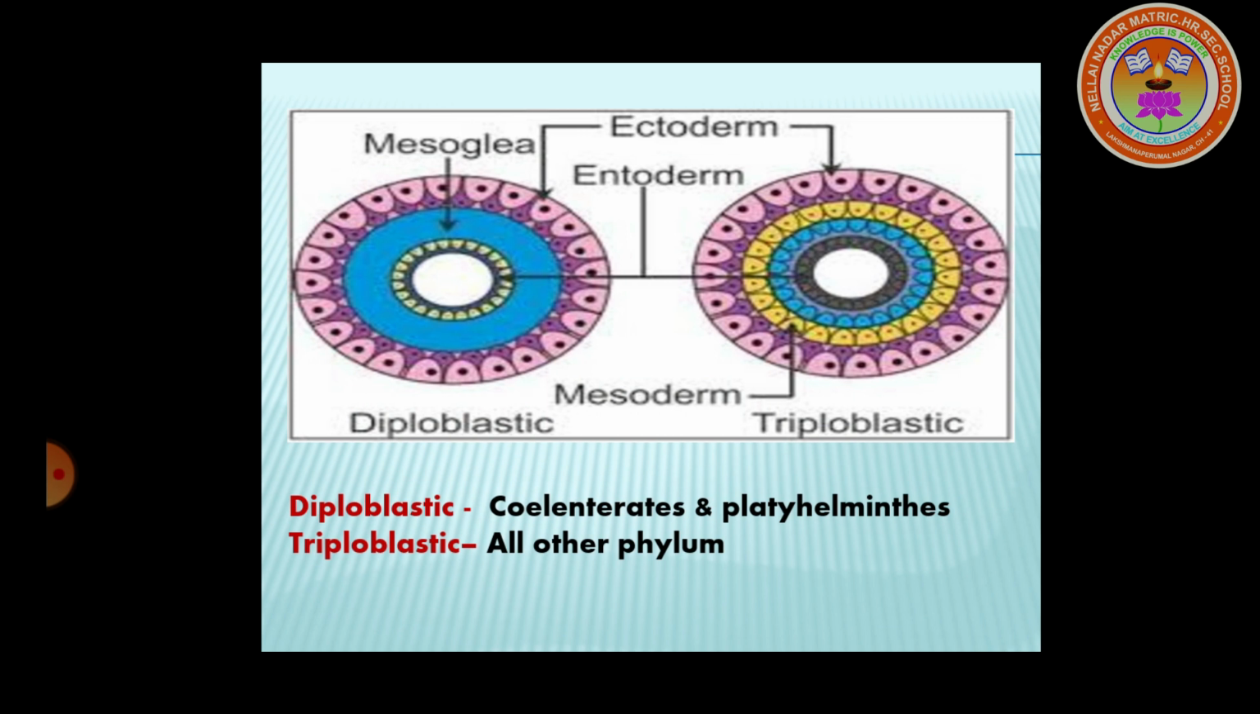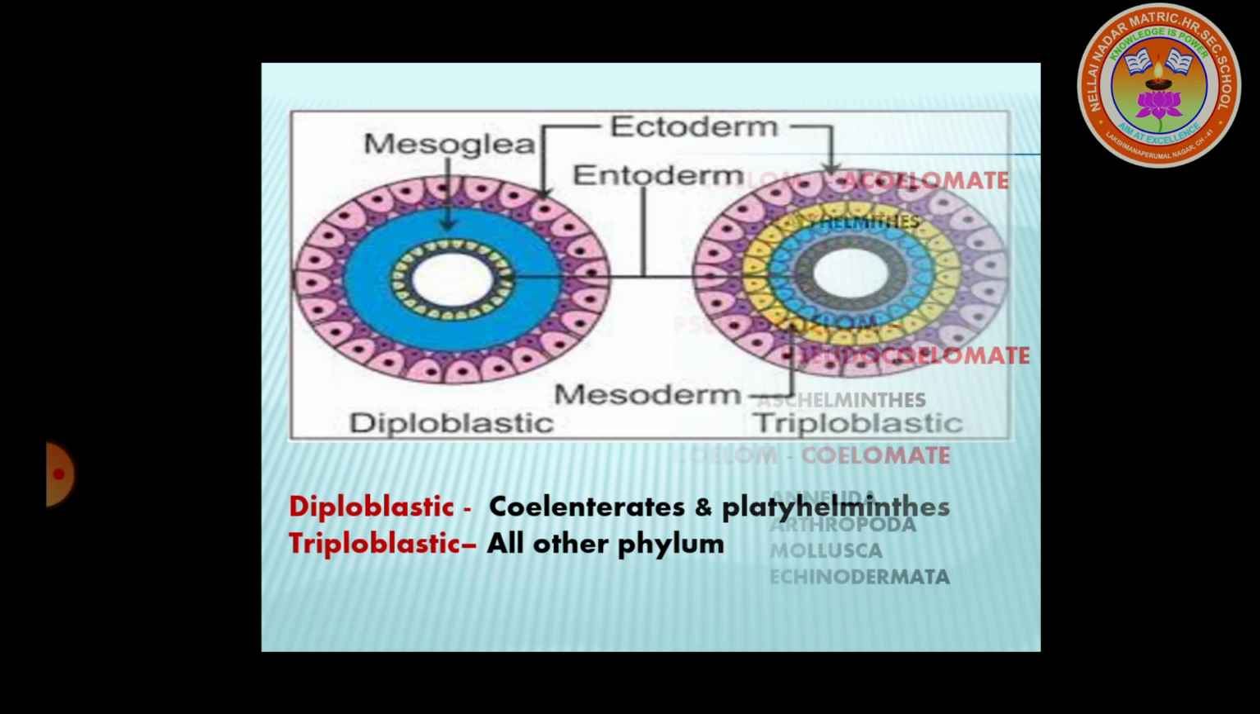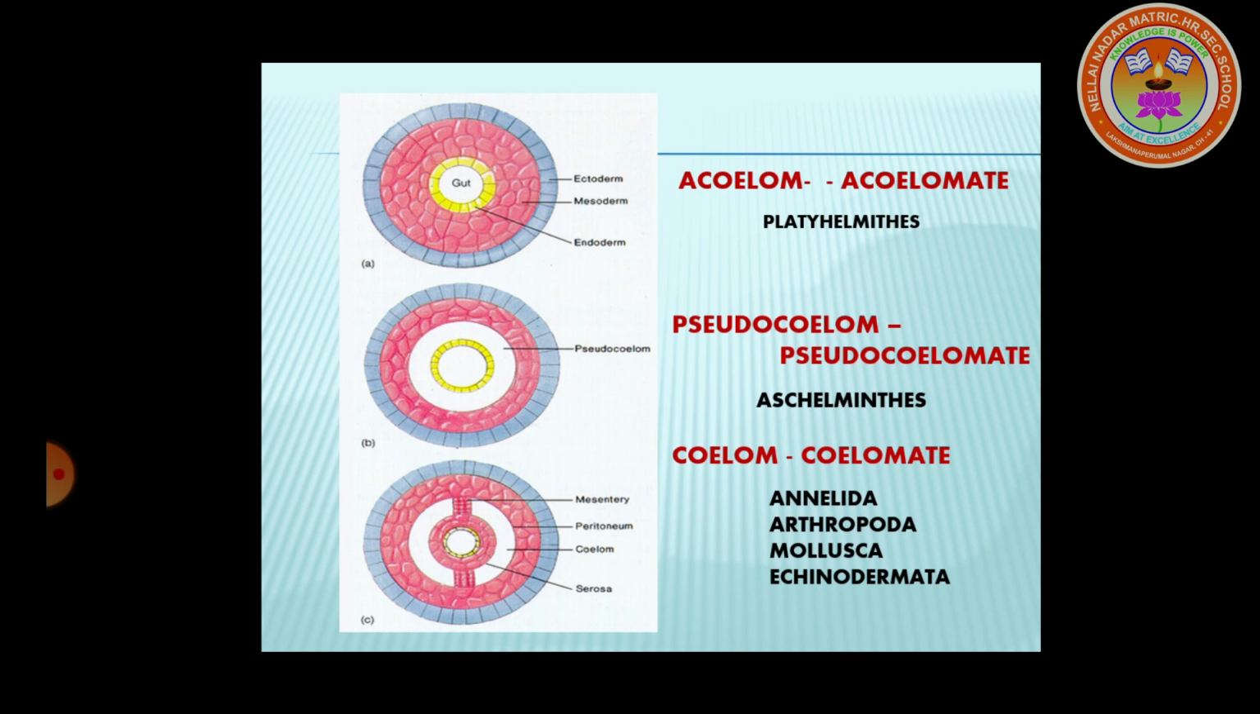Here, coelenterates and platyhelminthes come under diploblastic animals. All other groups such as Aschelminthes, Annelida, Arthropoda, Mollusca, and Echinodermata come under triploblastic animals. Now, the next term is coelom. Coelom means body cavity, fluid-filled cavity.